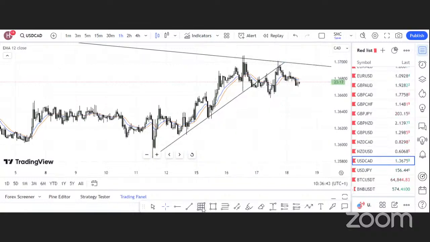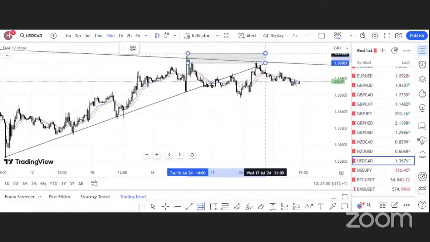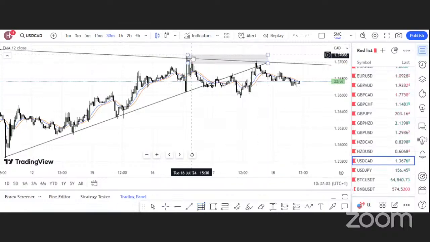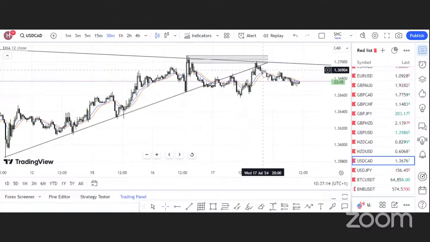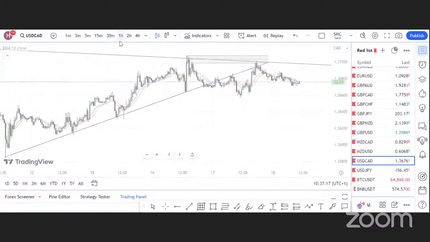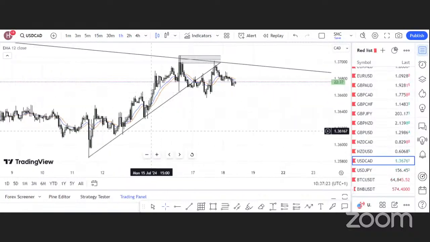Why this happened is because we have an order block above, and the market wanted to touch the order block before actually going down. We have this order block here. You see, after respecting the order block, the market started selling.